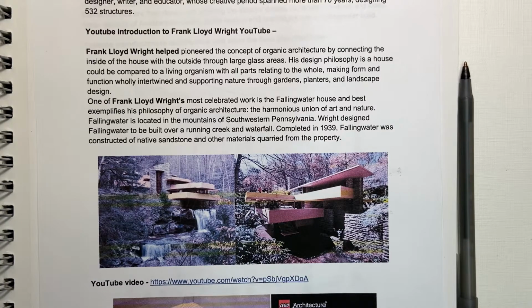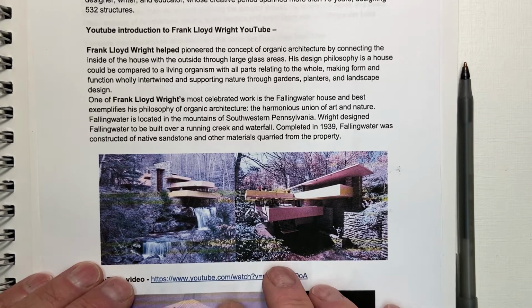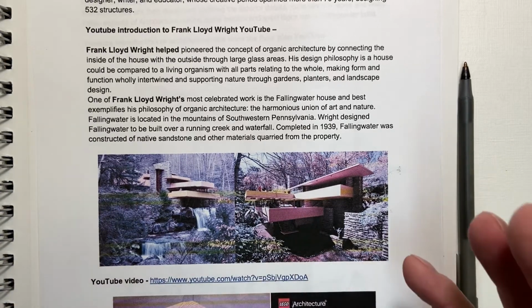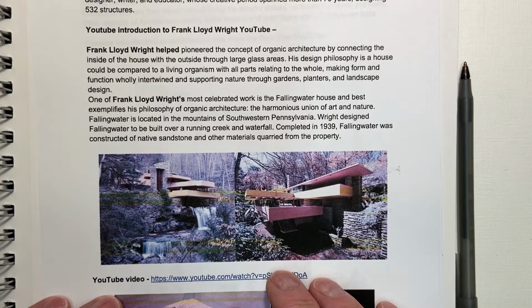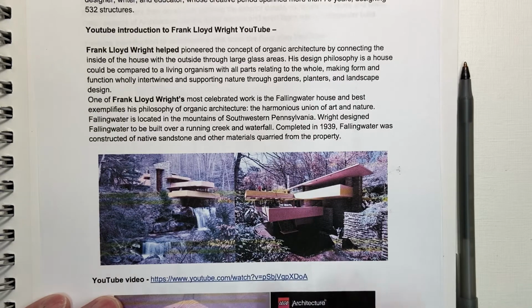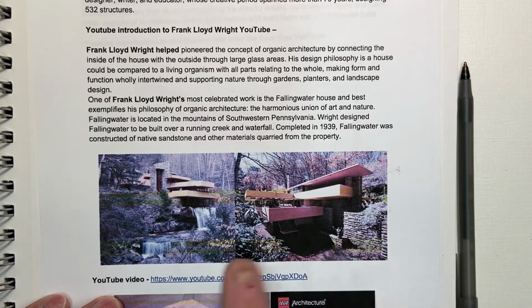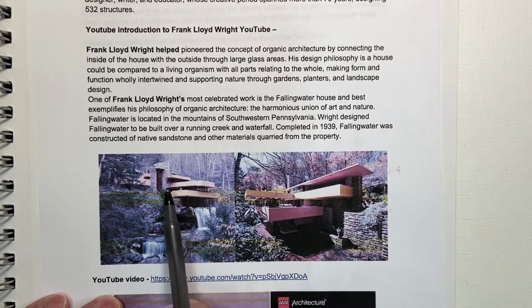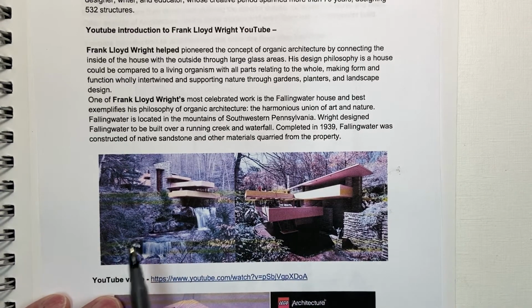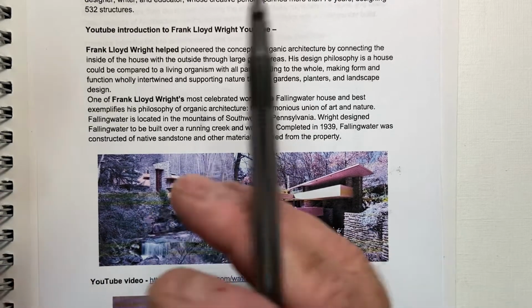One of his most celebrated houses is called the Falling Water House, and it best exemplifies his philosophy of organic architecture. This house is located in southwestern Pennsylvania, and what's interesting is that in that area of the country, you have a lot of slate and a lot of stone quarries nearby. So this house also incorporates, in the details, a lot of stone and things that actually came from the surrounding area. So he was very good about connecting nature and architecture, integrating the whole together.